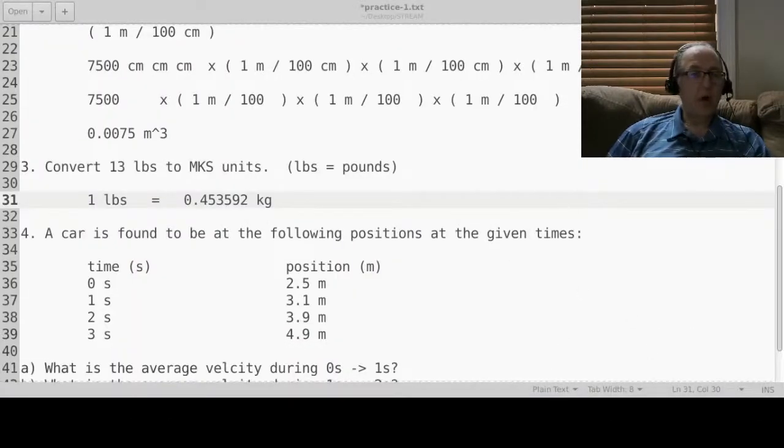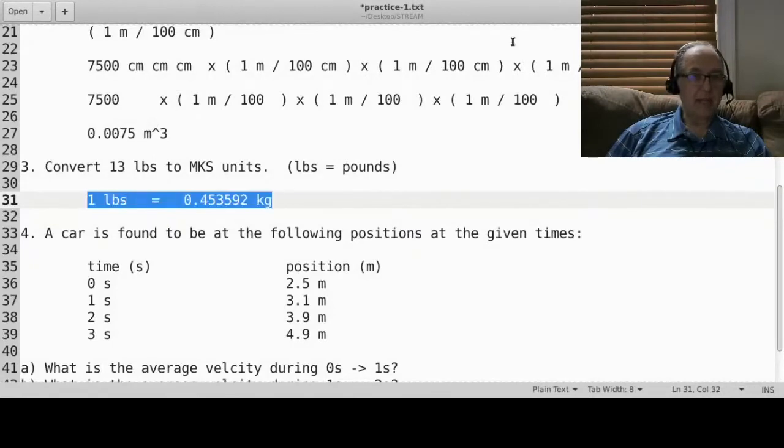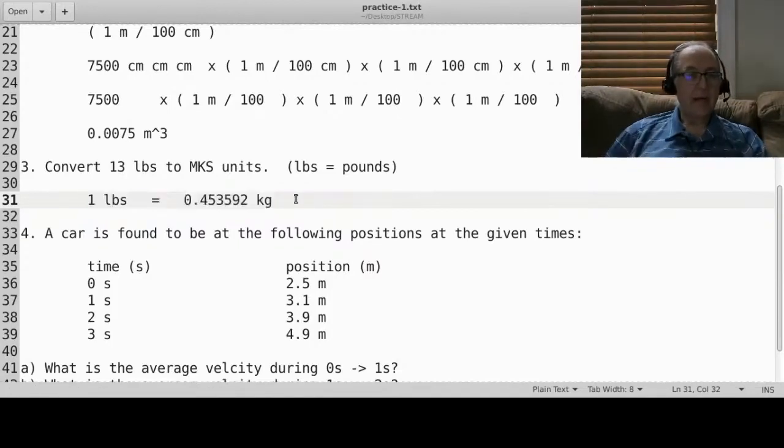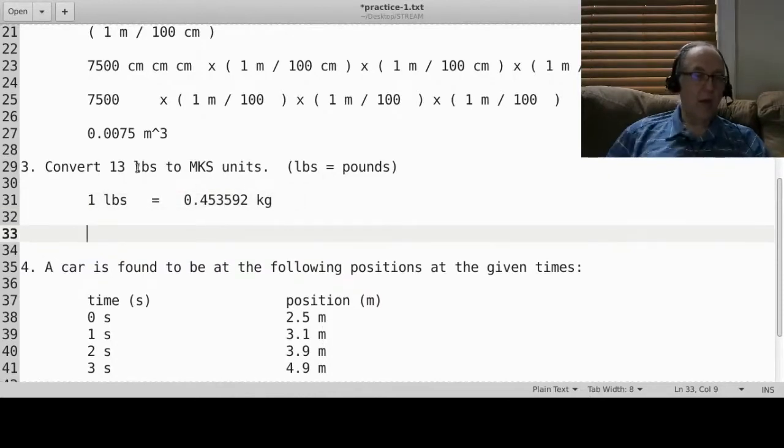Okay, so all I did was cut and paste the numbers that I got out of Google. There they are. All right, and so 1 pound is equal to that fraction, 0.453 kilograms. And so now what do we want to convert? Well, we want to convert 13 pounds to kilograms, like that. And we're going to form our fraction. There you go. Okay, there's our fraction.